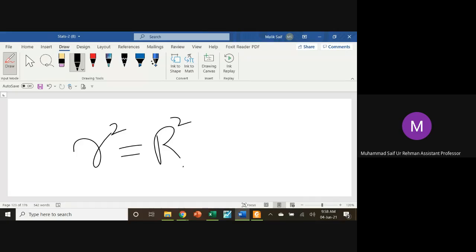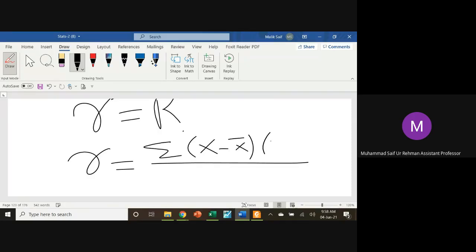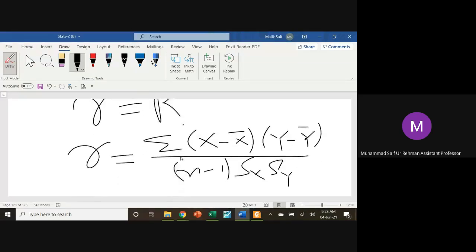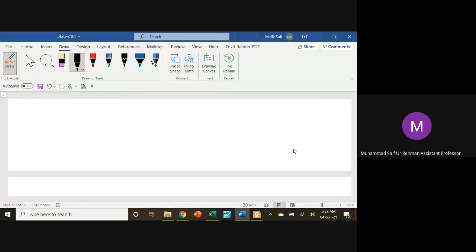R square is basically the square of R, whatever value you find for R, and you know how to find R using the formula that I have written over there: sum of (X minus X bar)(Y minus Y bar) divided by (N minus 1) Sx Sy. Using this formula, you will have a value for R, and when you take the square of this R, you will have R square. We call this the coefficient of determination.